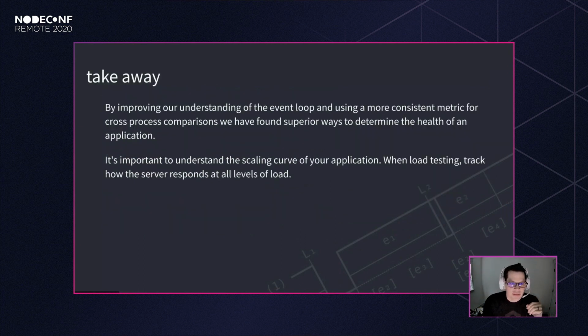So the takeaway from this is that by improving our understanding of the event loop, as we have done, and its implementation in the ELU, we're able to make more consistent metrics. We're able to take those metrics and make more consistent cross-platform or cross-process comparisons, and use that data to help us create the trend lines and understand our application better so that we can scale more intelligently.